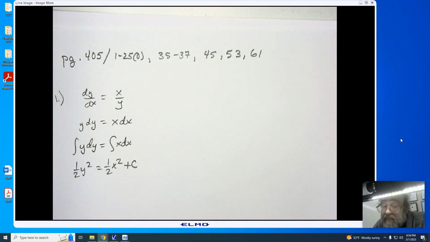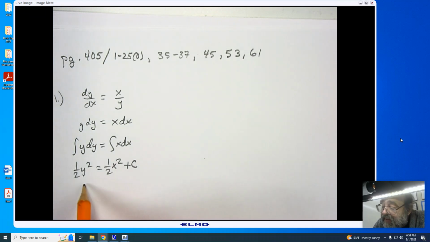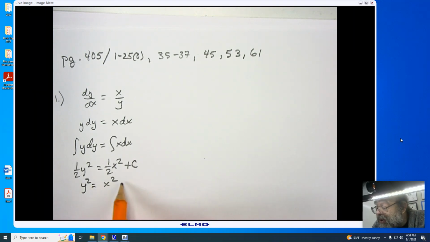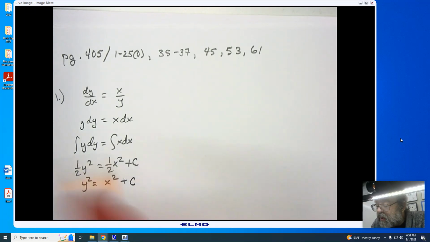Now, if you want to use the subscript c sub 1, you may. I am not. There is absolutely no reason. It's just a constant, and therefore, as I multiply by 2, I just have to call it constant 2. After all, it's still a constant, but it's a different constant. So leave out the subscripts.